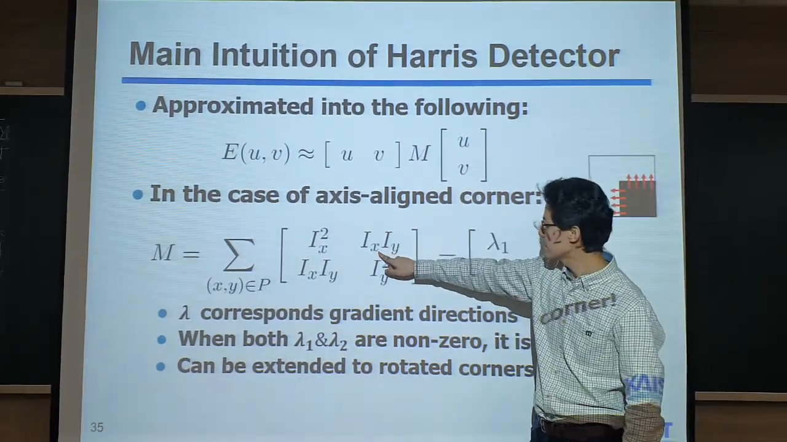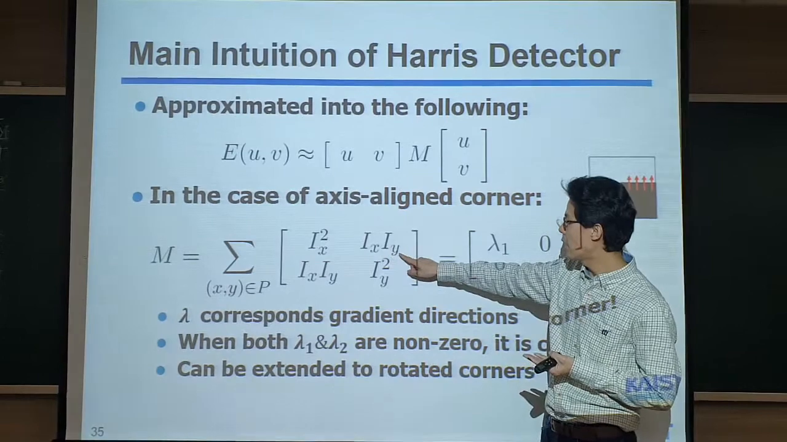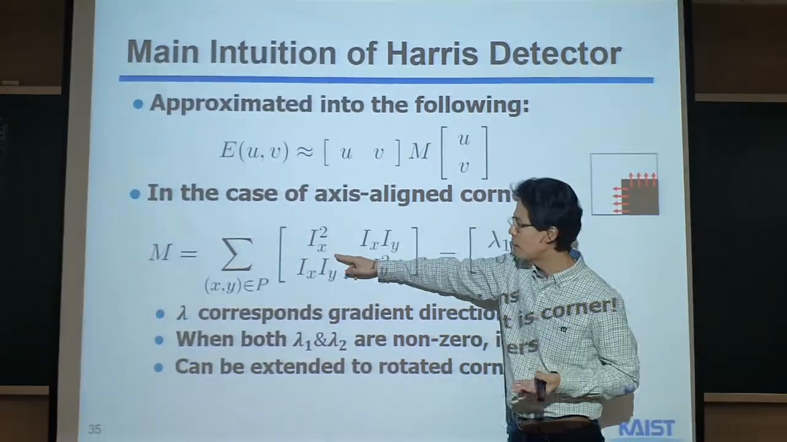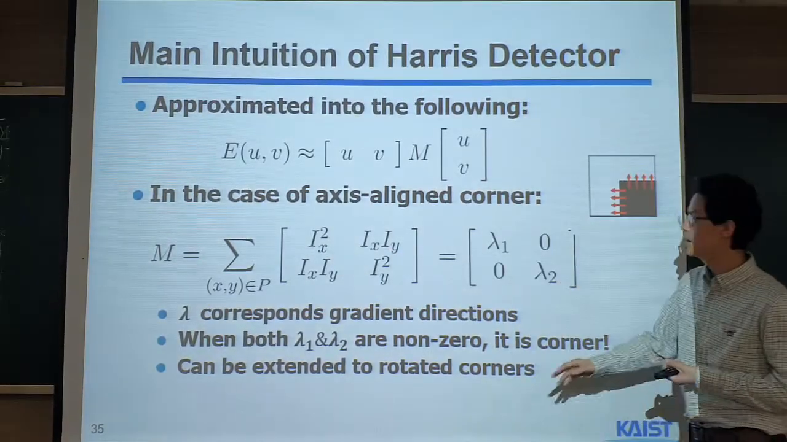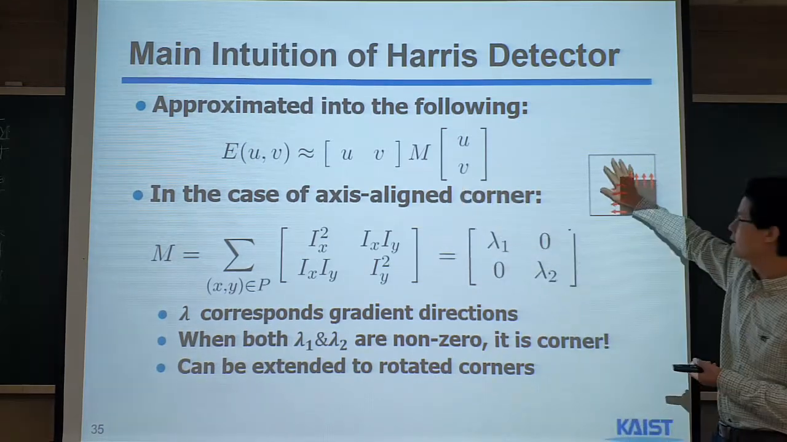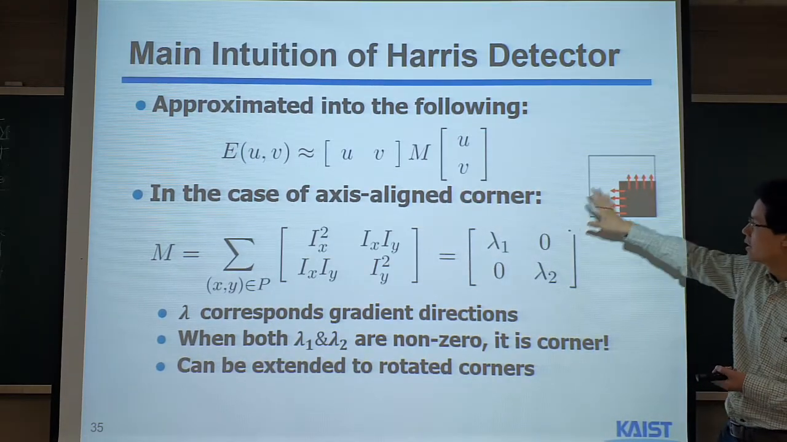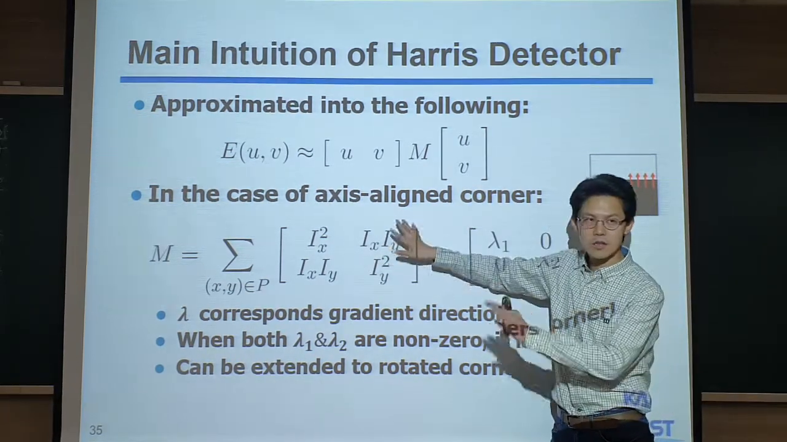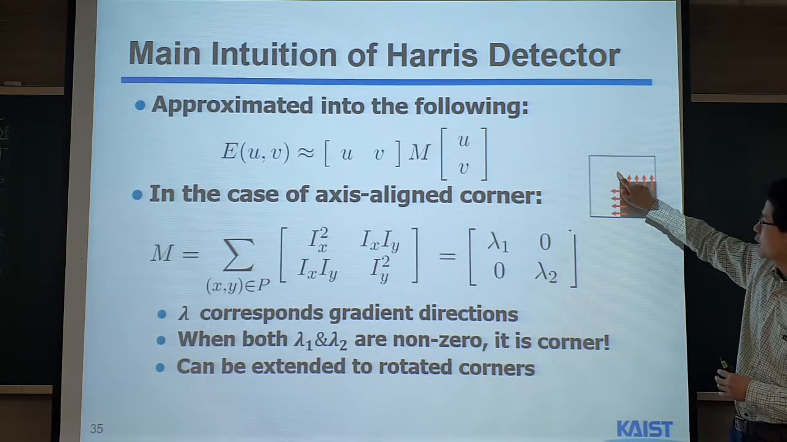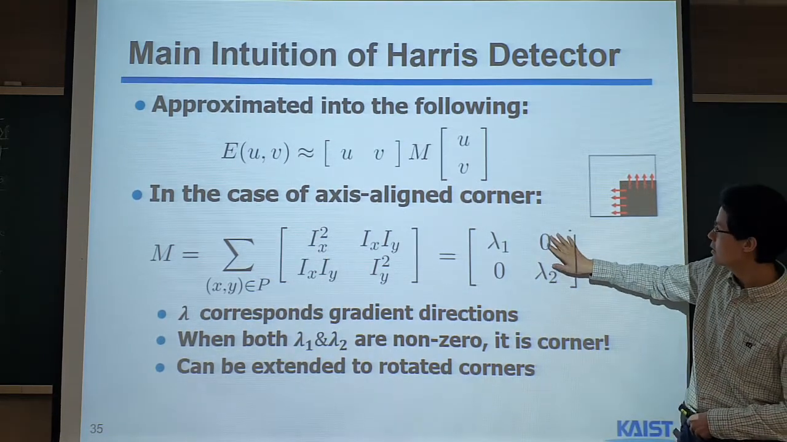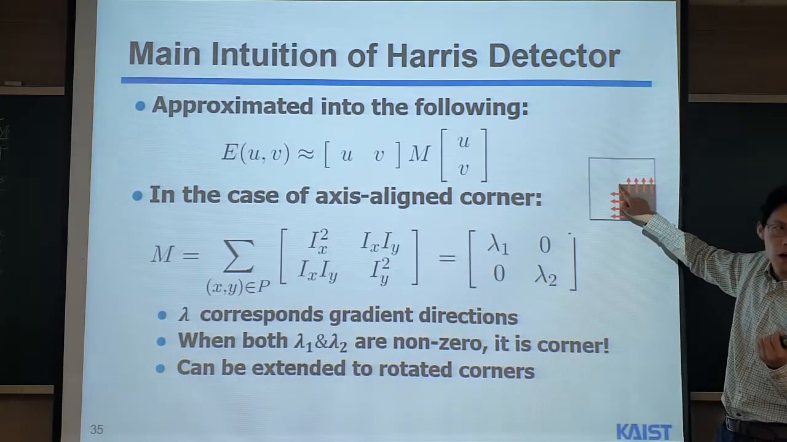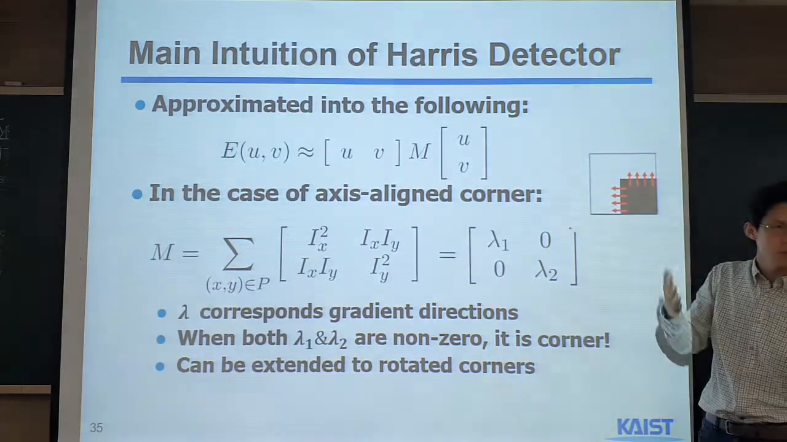Here Ix is the gradient along the x direction, Iy is the gradient along the y direction. This is Ix squared, basically the square of Ix. Then M turns out like this, and in this axis-aligned corner, the sum of combinations of gradients along x and y turns out to be something like this. If you look at one of these corners, the gradient along either x or y cannot be 0, right?